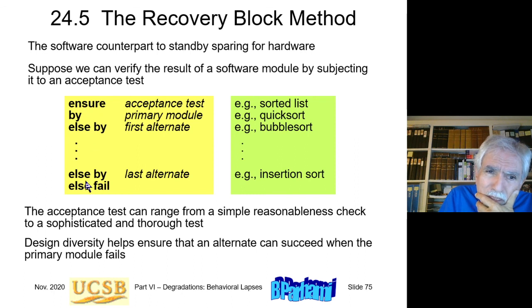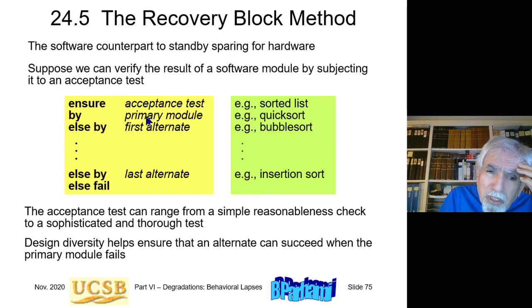So this is sort of the software construct that is used. We run the primary module, subject the output to an acceptance test. If it passes the acceptance test, then we are done. We have correct output. Of course, acceptance tests may not be foolproof. That's a separate topic. But if we have a good acceptance test that can detect problems in the output, then that's it. If the acceptance test is not passed, then we use the first alternate.